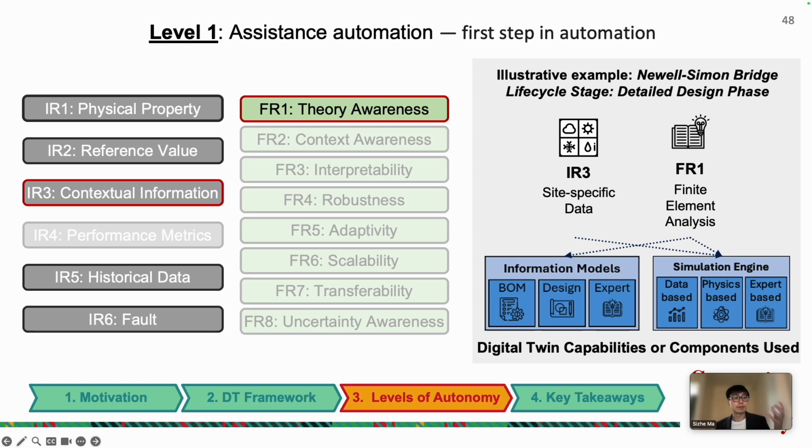So in the illustrative example, this is where we enter the more detailed design phase. The newly added requirements will further manifest into things like site-specific data or finite element analysis. So site-specific data could further help with more detailed site-specific simulation, while finite element analysis could help with updating the design models and the simulation-based simulation engine.